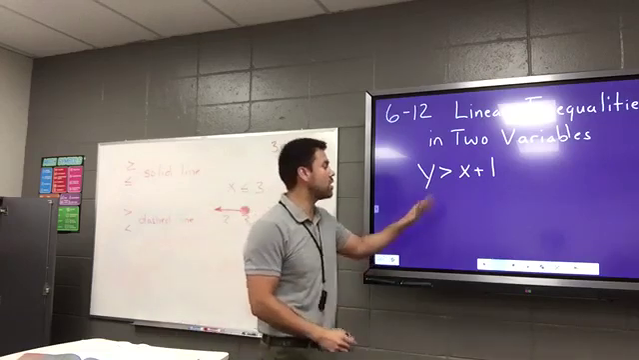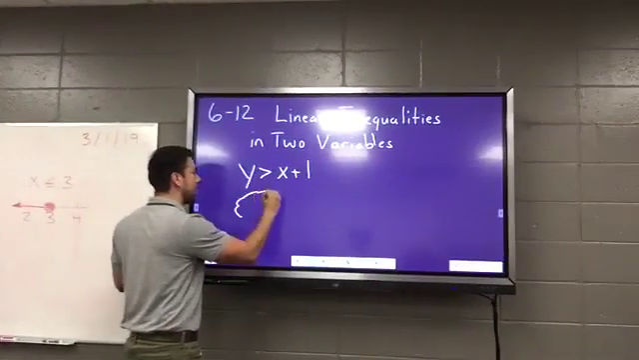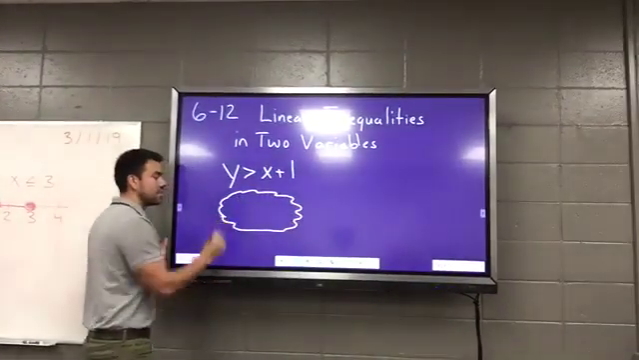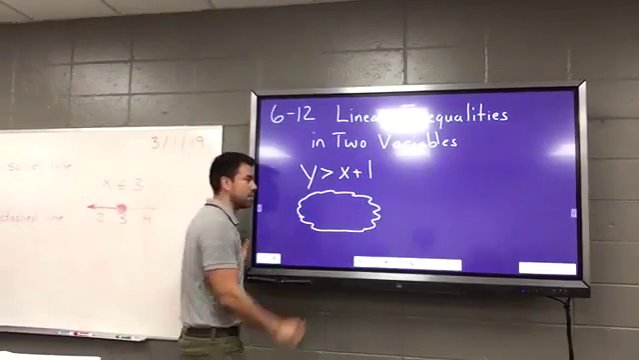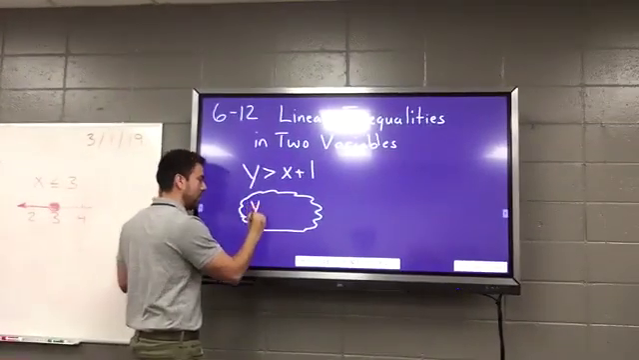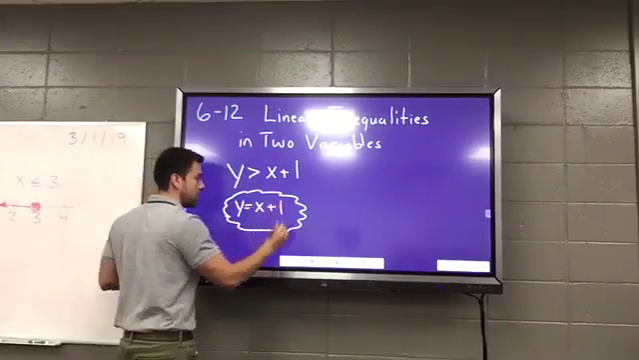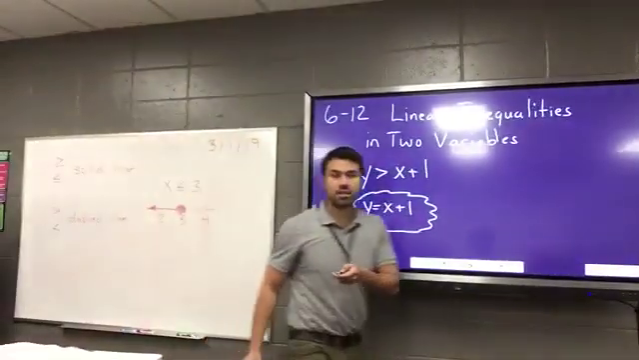So what I want to do here is I want you to imagine that this was in slope-intercept form with an equal sign. So I'd write y equals x plus 1. y equals x plus 1. So imagine that.